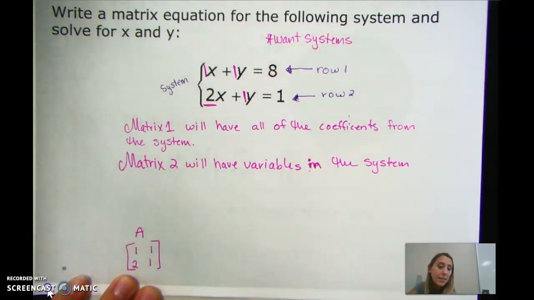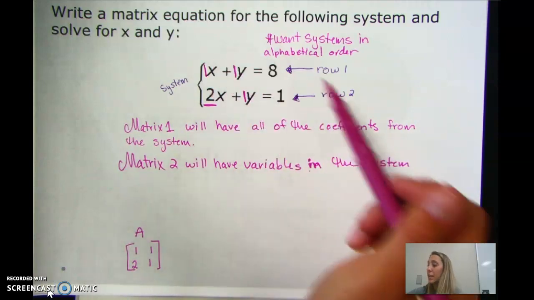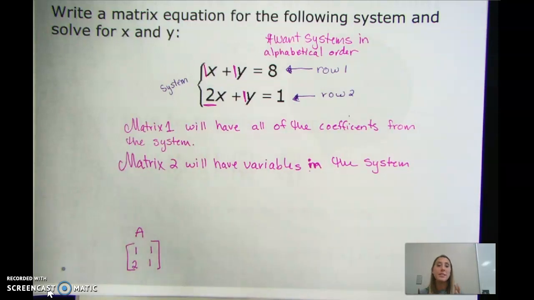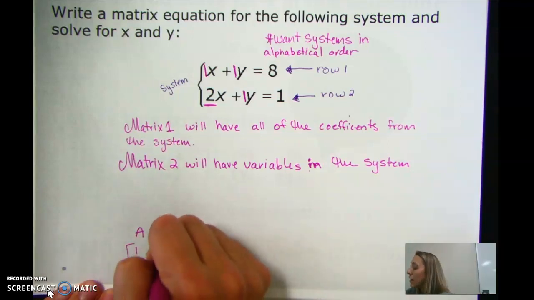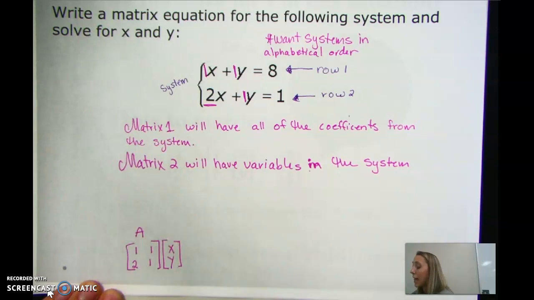And we want to make sure that we have only the variables on one side and the constants on the other side of the equal sign. It could be flipped where it says 8 equals 1x plus 1y. That's fine. We just want the variables on one side of the equal sign and the constants on the other. Since I only have x and y, I'm going to go ahead and write my second matrix, x and y, in alphabetical order.